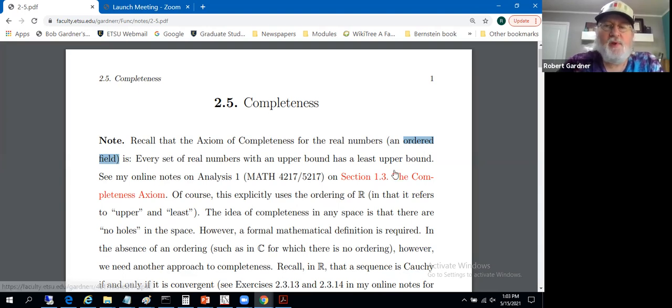Now, we're not going to have an ordering in our settings. So we're going to have to do something different from this kind of idea of axiom of completeness, because this idea, every set of real numbers with an upper bound has a least upper bound. So the upper and the least upper, and the ordering is all over the place there. So we're going to have to come up with a concept of completeness that doesn't involve this greater than, less than idea.